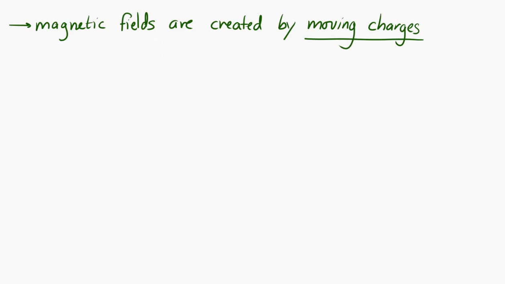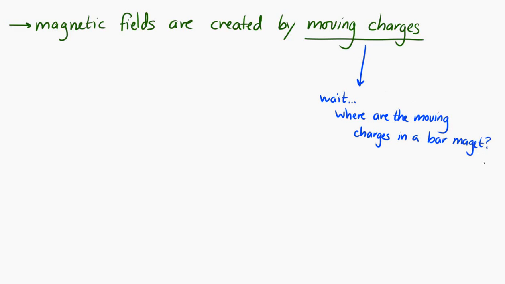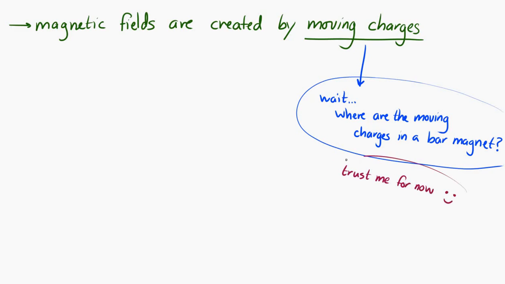Now that seems a little bit odd, because now you're probably thinking to yourself, wait a minute, in a bar magnet, where are the moving charges? You pick up a bar magnet, or pick it up off of your refrigerator, you don't see anything moving inside of that magnet. So you're going to have to trust me for now. We'll get to that a little bit later. But really, to understand magnetism, we have to understand the magnetic field. So that's where we're going to start.